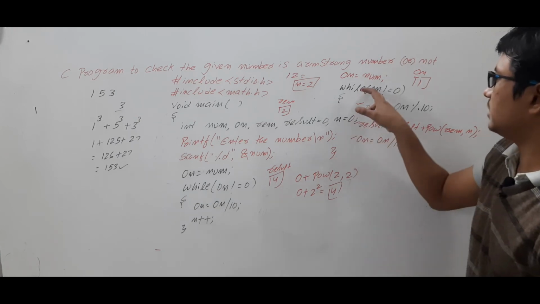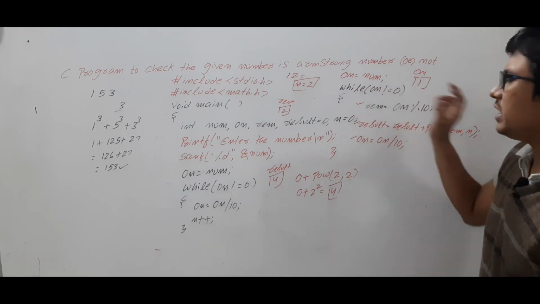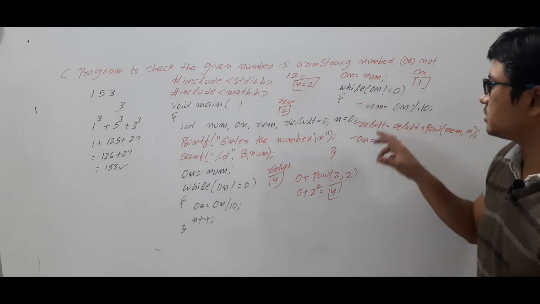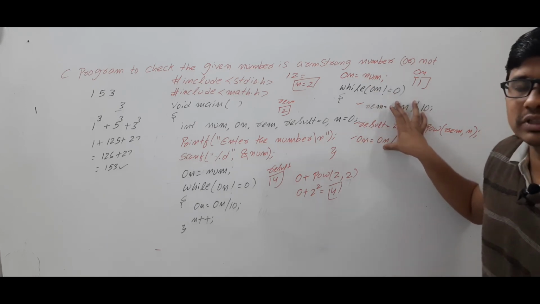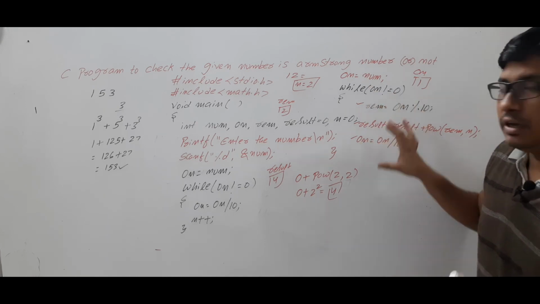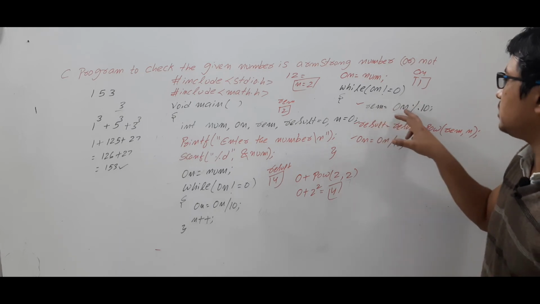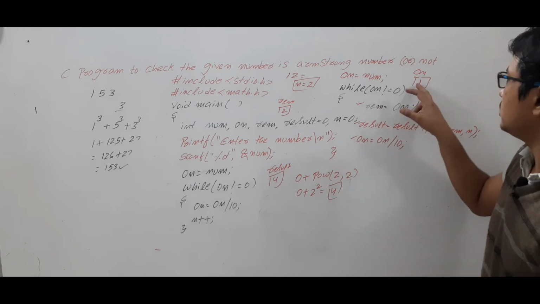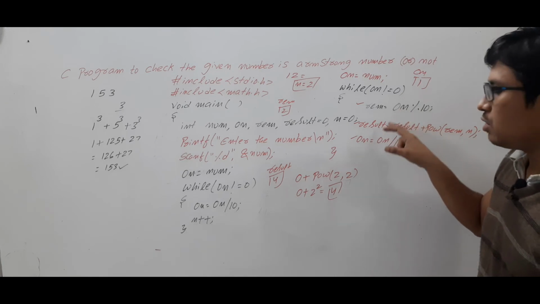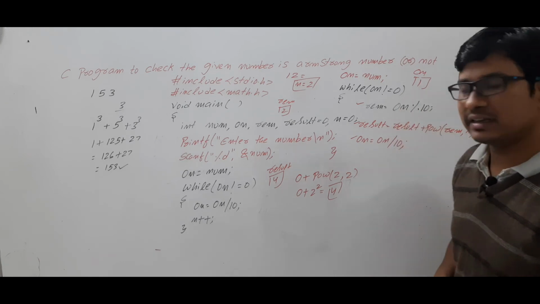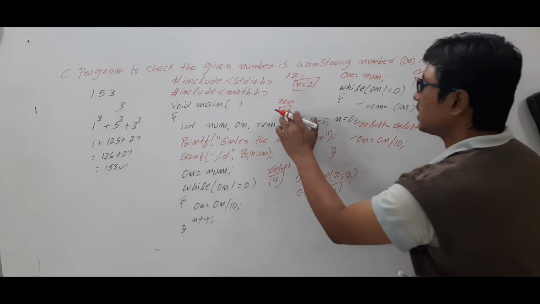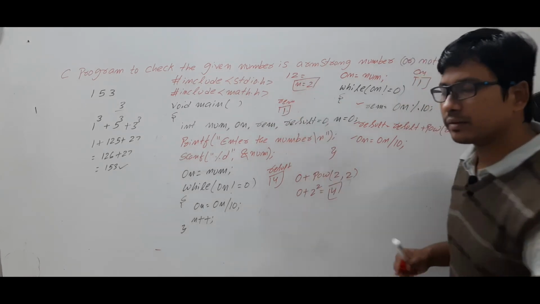Again you will check this condition, on not equal to 0. 1 is not equal to 0. Yes, again the condition is true. So if this condition is true, these three statements will be executed again. What is that? Remainder is equal to on modulus 10. What does on consist of? 1. 1 modulus 10, you will get 1. So remainder currently consists of value 1.